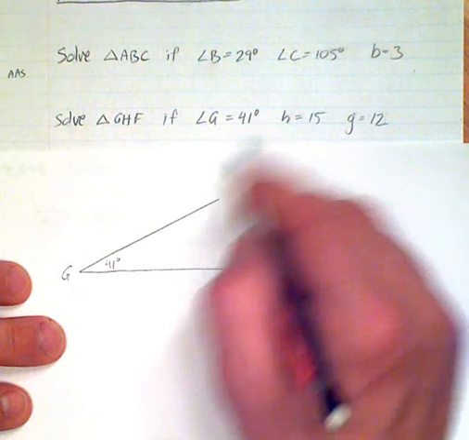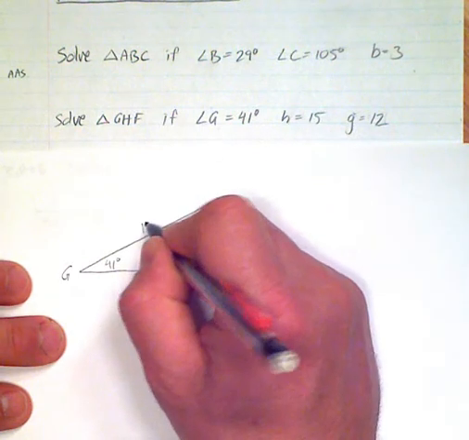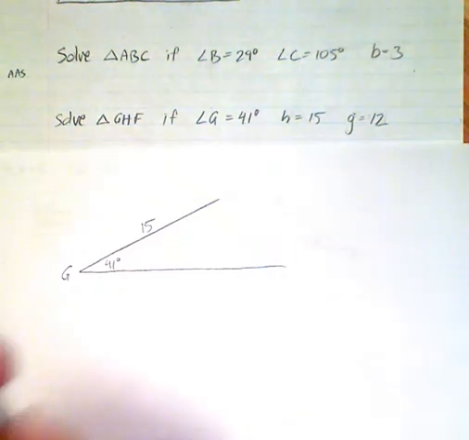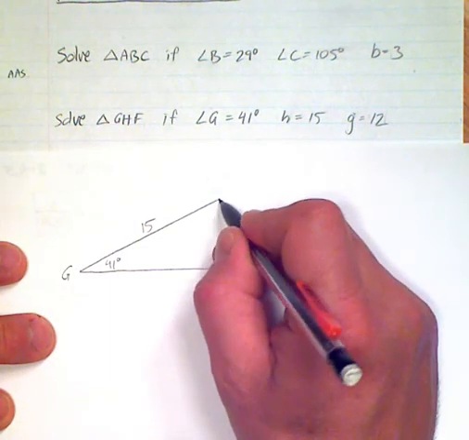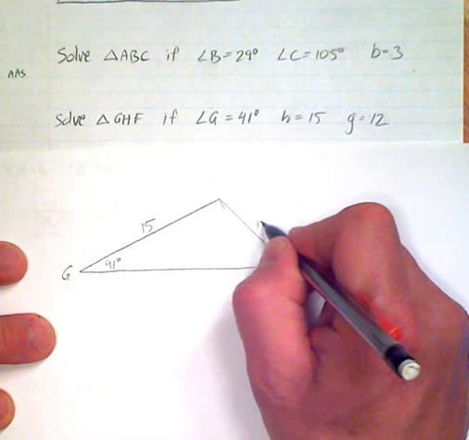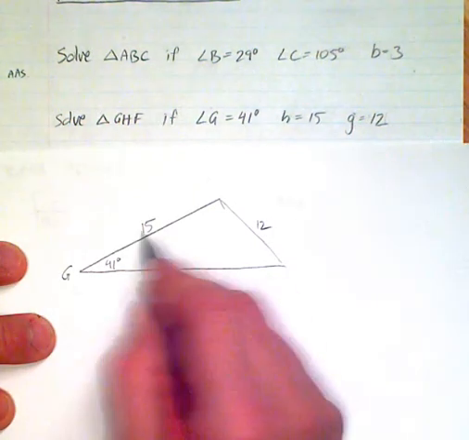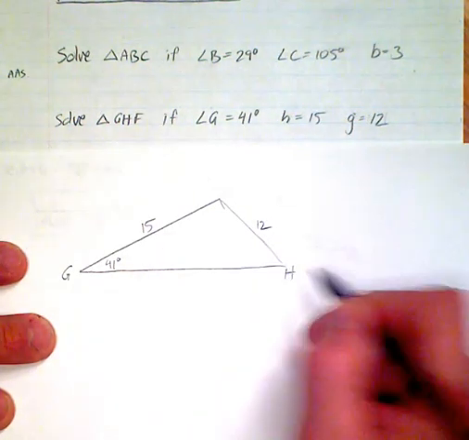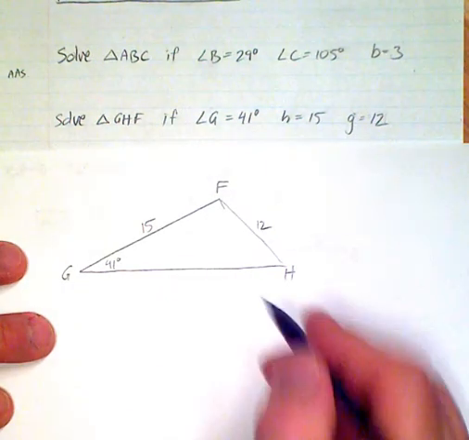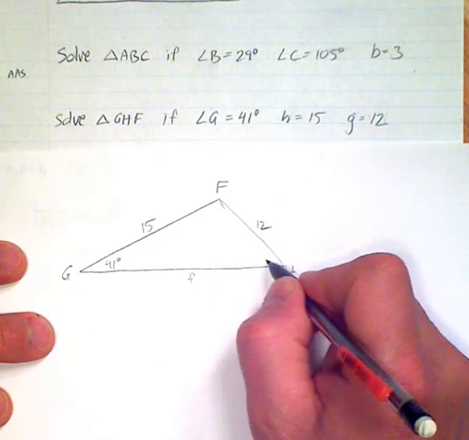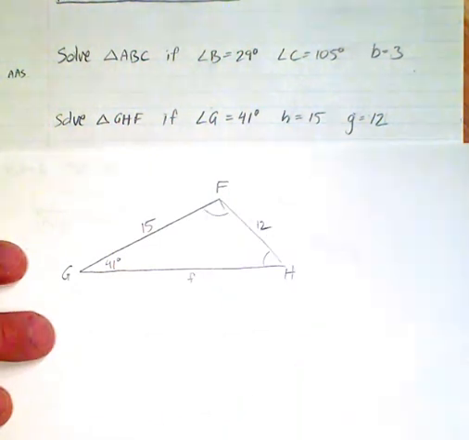H is 15. I'm going to call that one up here. I like to call my angled line up there 15. That means that G down here, we're going to have to call that 12 here. Okay. That means if this is side H, that's angle H. That leaves me angle F up there. Now, what we're looking for is side F, angle H, and angle F, right? So 3 pieces that we're looking for.